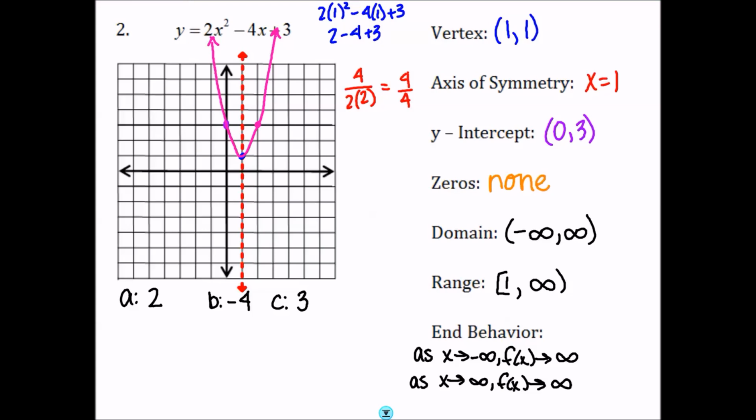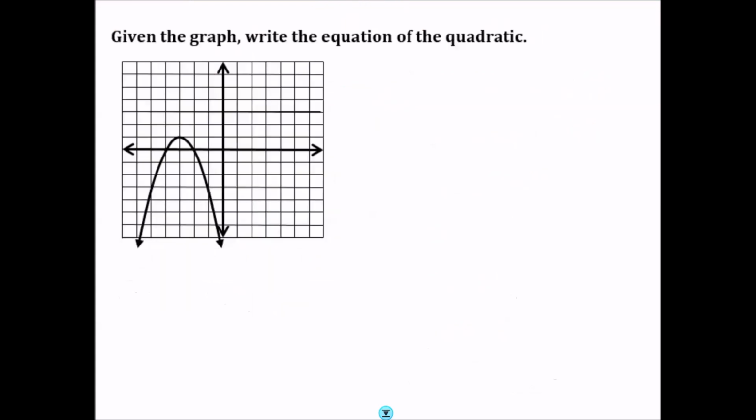Let's take a look at one problem where we're going backwards. We're going to write the equation in standard form of this quadratic. Now, just taking this graph and finding a, b, and c is rather challenging. So the easiest way is to first write the equation in vertex form and then do algebra to get the standard form. So let's go ahead and do it that way.